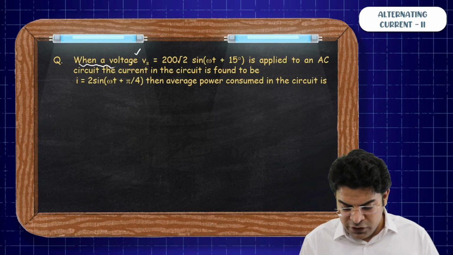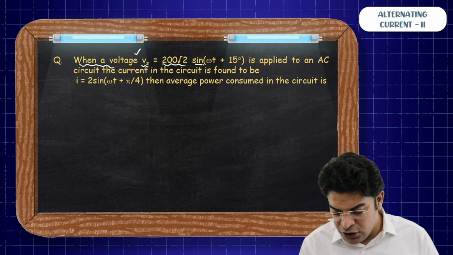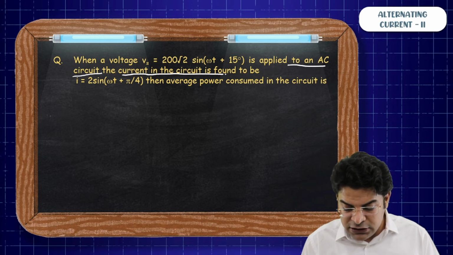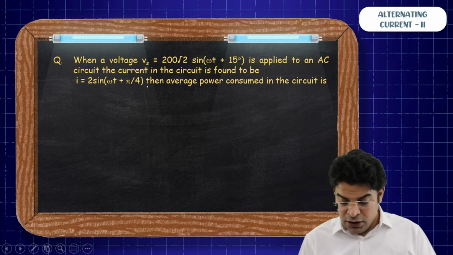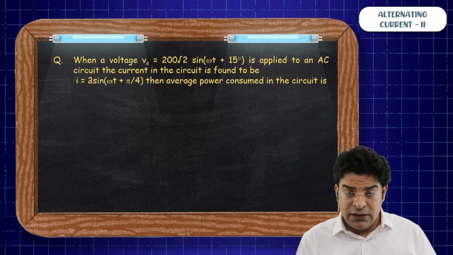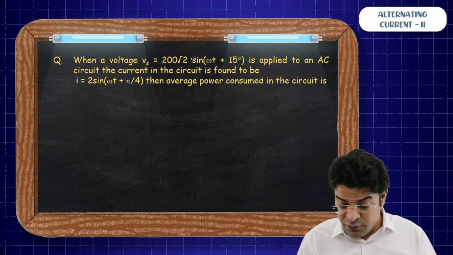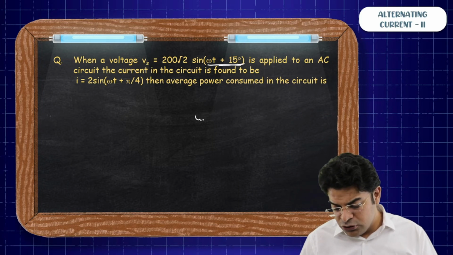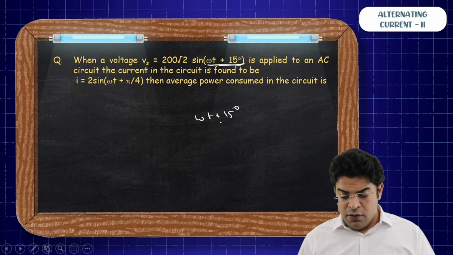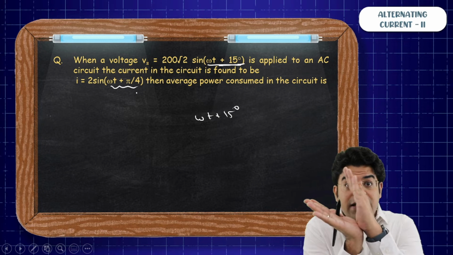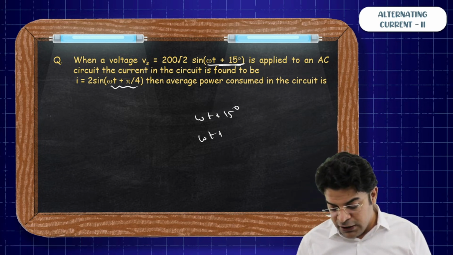When the voltage of source 200 root 2 sine(omega t plus 15 degree) is applied to an AC circuit, the current in the circuit is found to be I equals 2 sine(omega t plus pi by 4). The average power consumed in the circuit is? First of all, tell me, in this particular circuit, who leads, the phase of potential drop or the phase of current? The phase of potential drop is omega t plus 15 degree, while the phase of current is omega t plus pi by 4. Pi by 4 is 1/4 of 180, that is 45 degree. So you get omega t plus 45 degree.